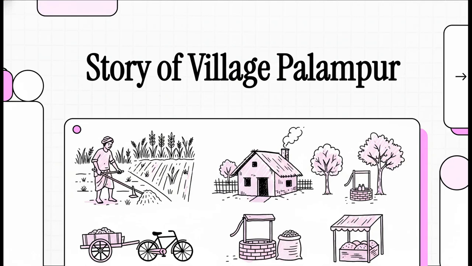Hello, students. Welcome. Today, we're going to do a complete revision of the chapter, The Story of Village Palampur. Now, this is a very important chapter, because it helps us understand the basic ideas of production and how a rural economy functions. So, let's make sure you're fully prepared for your exams.